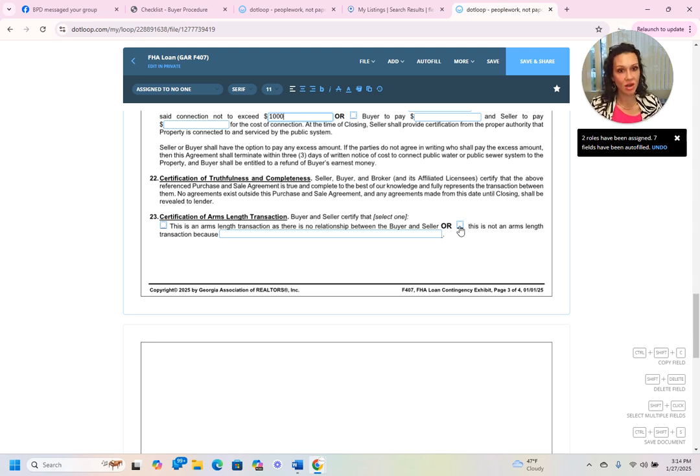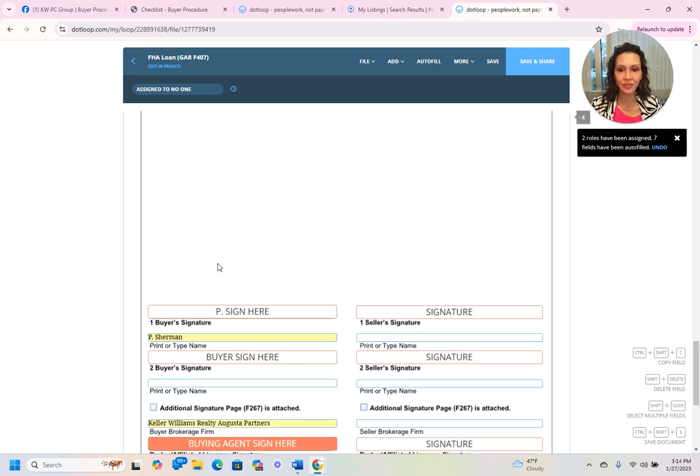If they are related, then I would need to say it's not an arm's length transaction because the buyer is the agent's spouse, the buyer is the agent's brother, the buyer is the agent's mom. Whatever I'm doing here, I'm saying that they are related to me in some sort of way.